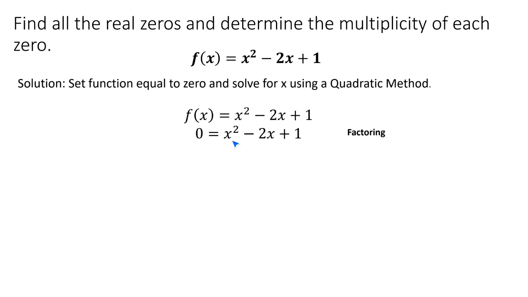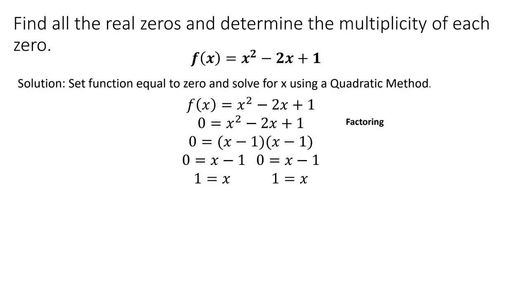Okay, and then since the highest exponent is a 2, this is quadratic. So you can either choose to factor, or you can use a quadratic formula. So I'm going to test the factoring. And -1 is going to work here. So x minus 1 times x minus 1 gives me x squared minus 2x plus 1. I can use the zero product property, which tells me I can separate these two. So I have x minus 1 equals 0 and x minus 1 equals 0, solve for x. So x is equal to 1 and x is equal to 1.